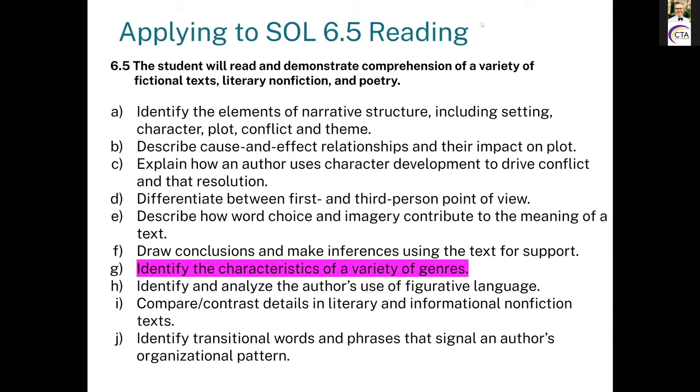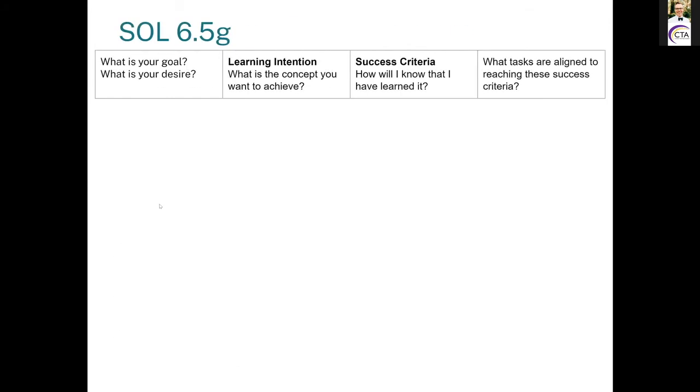So we started with 6.5G. And again, 6.5G is written for the teacher. It is not written for the student. So when we take a look at this, what is the goal? What is your desire? Today, we want our students to identify the characteristics of a variety of genres. Now, you could spend a couple of days doing this, but this is where we wanted to start off as a starting point.